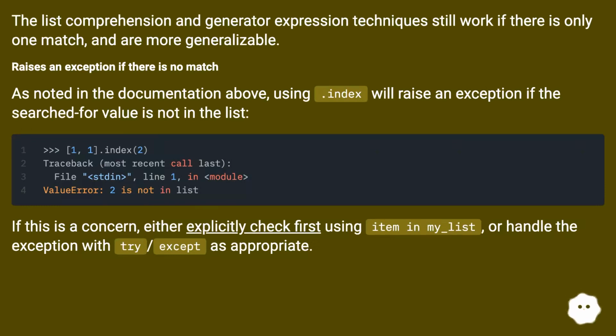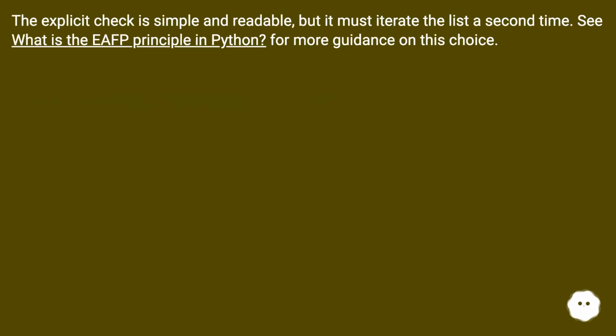Raises an exception if there is no match. As noted in the documentation above, using .index will raise an exception if the searched for value is not in the list. If this is a concern, either explicitly check first using item in my_list, or handle the exception with try/except as appropriate. The explicit check is simple and readable, but it must iterate the list a second time. See what is the EAFP principle in Python for more guidance on this choice.